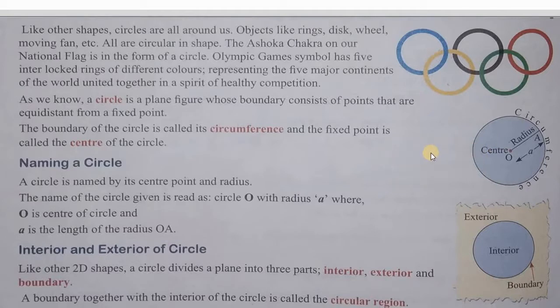So how do we name a circle? A circle is named by its center point and radius. Radius means the distance from the center to the boundary of the circle. The center should have a letter like O or A. From all the alphabets, you can give any name to the center of the circle.